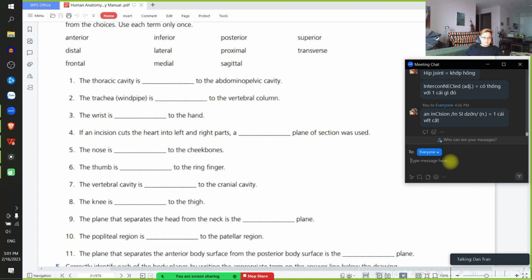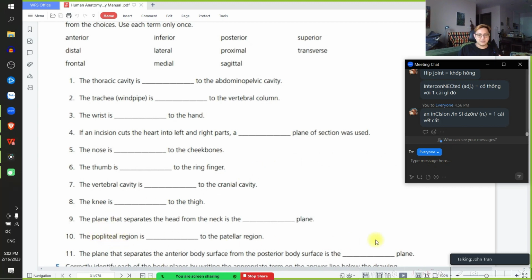Yeah. Number 9. The plane that separates the head from the neck is the what plane? Cái mặt phẳng mà nó phân cách cái đầu với lại cái cổ thì gọi là mặt phẳng gì? Frontal. Yes, frontal. No, not frontal. Between the head and this is transverse. Transverse. Very good. Yeah.